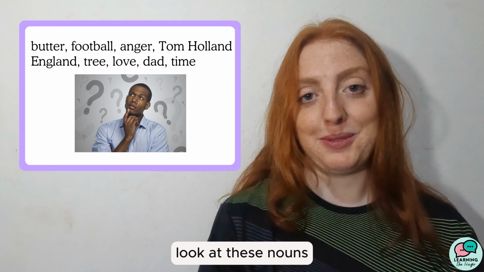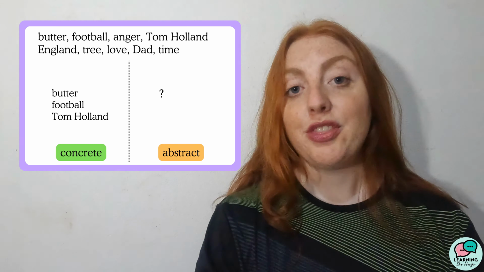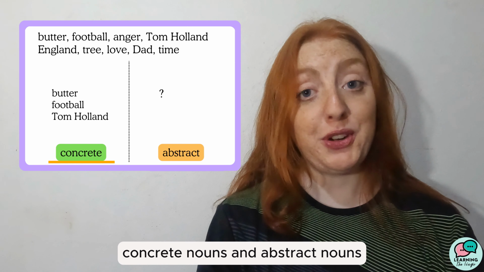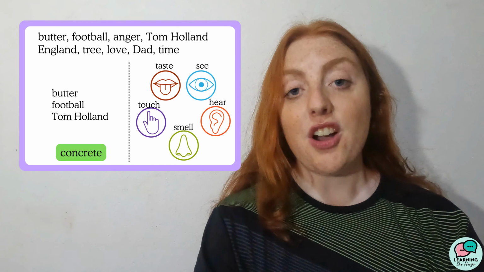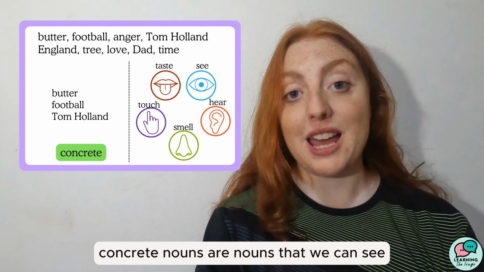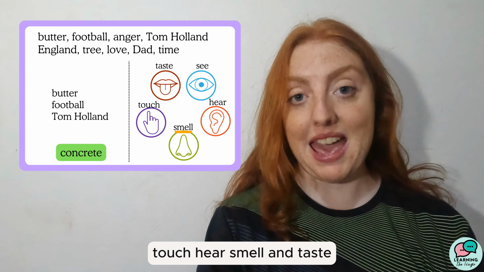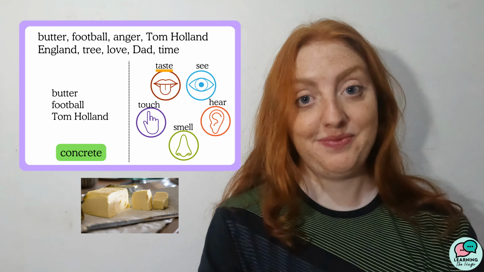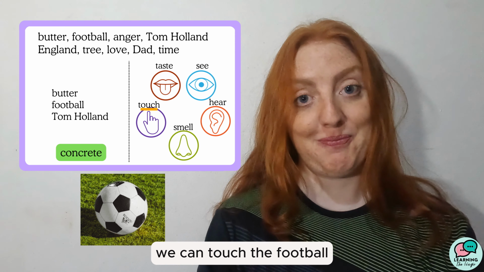Look at these nouns. Do you notice anything about them? There are two types of nouns: concrete nouns and abstract nouns. Concrete nouns are nouns that we can see, touch, hear, smell, and taste. We can taste the butter. We can see Tom Holland. We can touch the football.